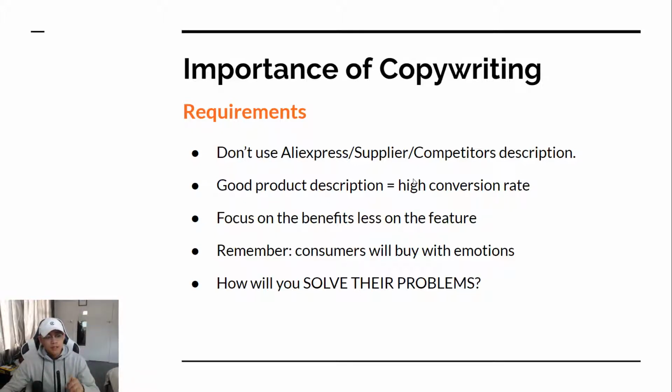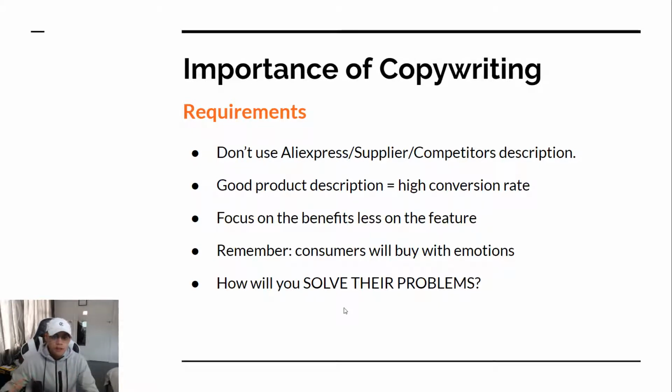The second one is a good product description equals a high conversion rate. That is why you want to learn copywriting. When you do create your product description, you have to focus on the benefits and less on the features and specifications of the product, which we will cover later on. Now remember, consumers will only buy with emotions. They are less likely to buy if you are just telling them the specifications of the product. They care less about that, but actually how you would solve their problems? That is a big key takeaway here.